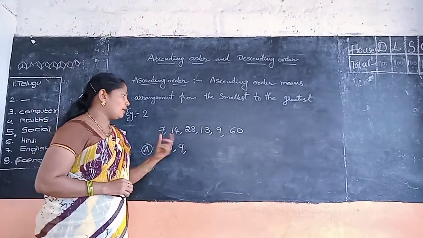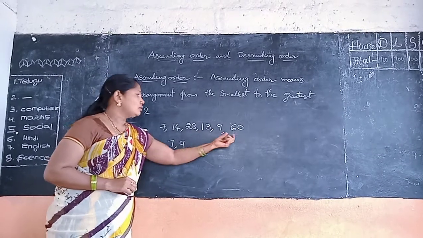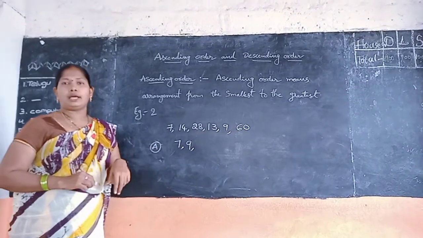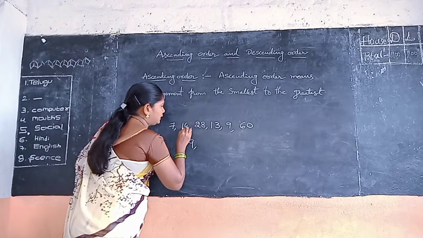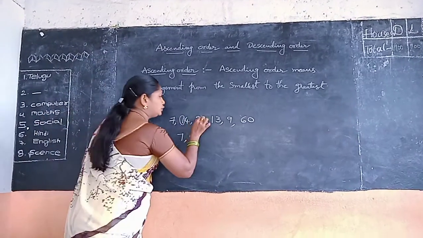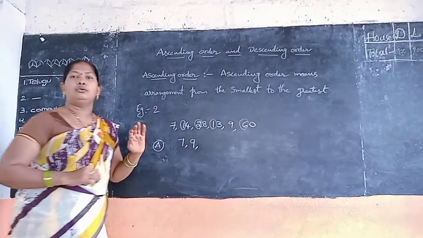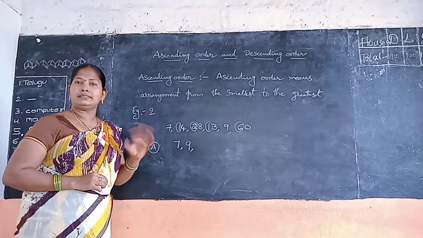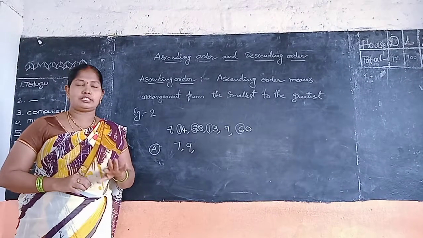Now take the third one. These are 2-digit numbers. How to take 2-digit numbers? Now check the tens place value. Which one is big and which one is small? Do you want the big one or the small one? I want only the small one.